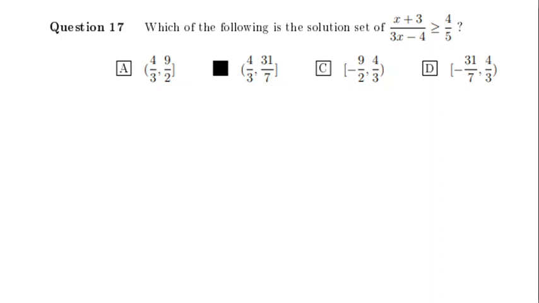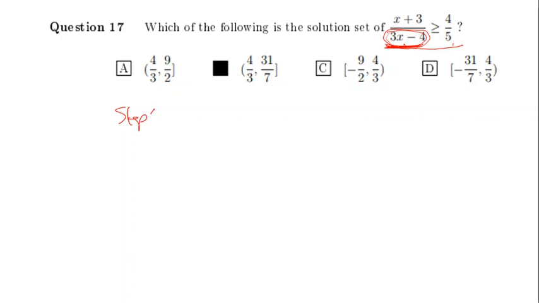Which of the following is a solution set of this inequality? In this inequality, there is this x here, so there's a denominator with x, so we don't use the LCD. If it was a number like 5 or 6, I would go with the LCD and multiply both sides with something. But in this case, we don't.